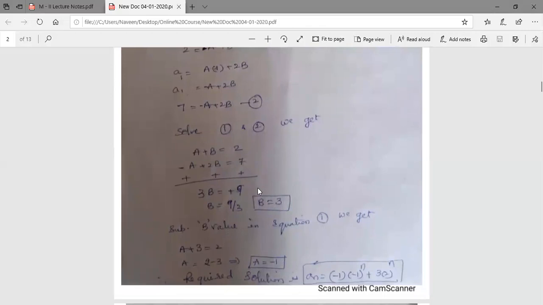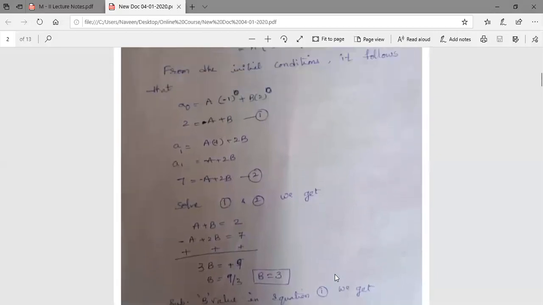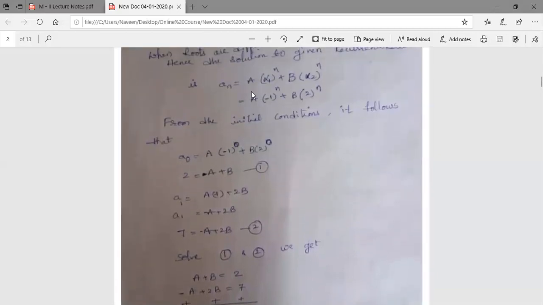Here I have solved the first and second equations to find the A and B values. B is 3 and A is minus 1. Therefore, what is our required solution? See, this is our solution: A into minus 1 power n plus B into 2 power n.